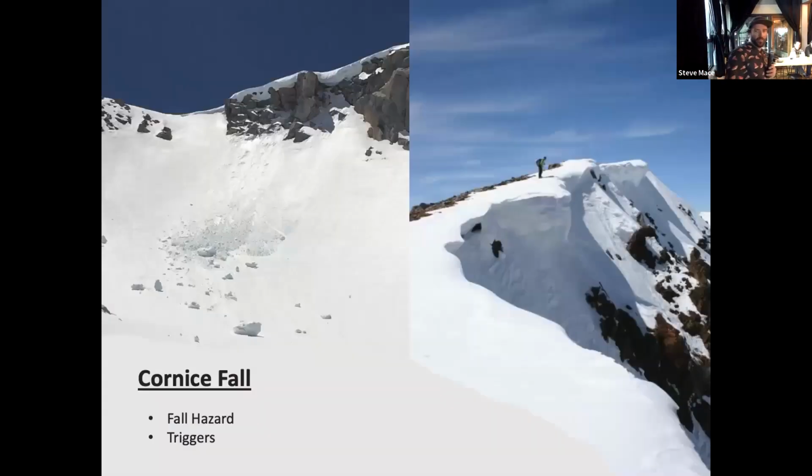Another concern, so I'm kind of out of order here, but cornice falls, another avalanche concern. So we sometimes see these cornices grow throughout the season as we get different storm inputs, and they can be an avalanche concern of their own. They can be a huge fall hazard, and they can also trigger other avalanches, right? It's a fairly large trigger when a big cornice breaks loose.